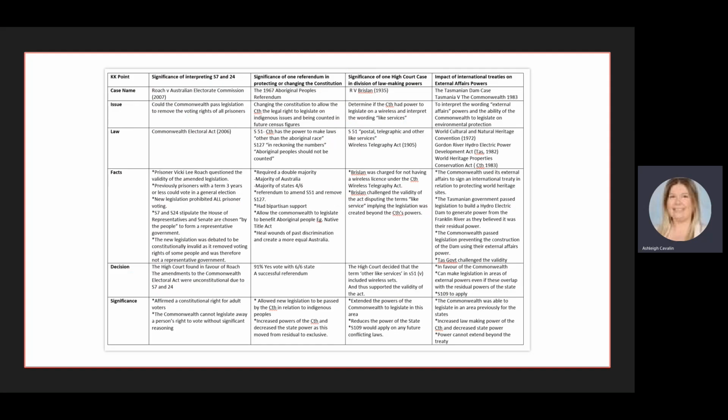Here is a handy table to help you with firstly what the key knowledge point is and then answering that question in a logical way, from the issue to the law, the facts, the decision and the significance. I strongly suggest that you print a hard copy of that and start revising some of the key terms in there. This was not included on the 2020 exam, but it will be included in the 2021 study design. So make sure that you are across this.